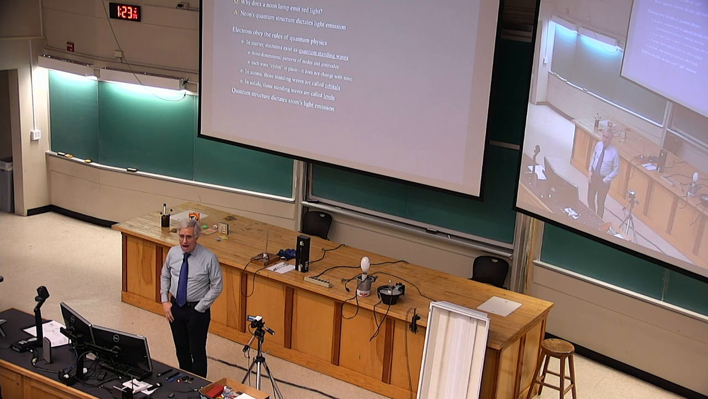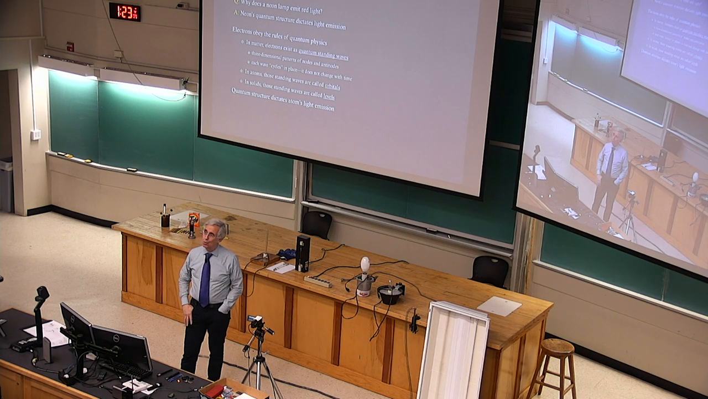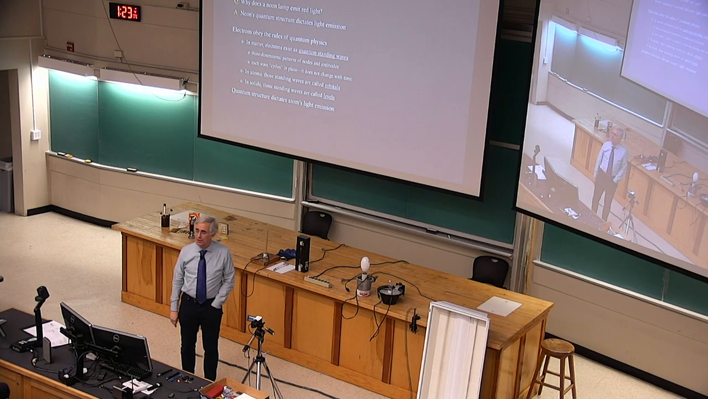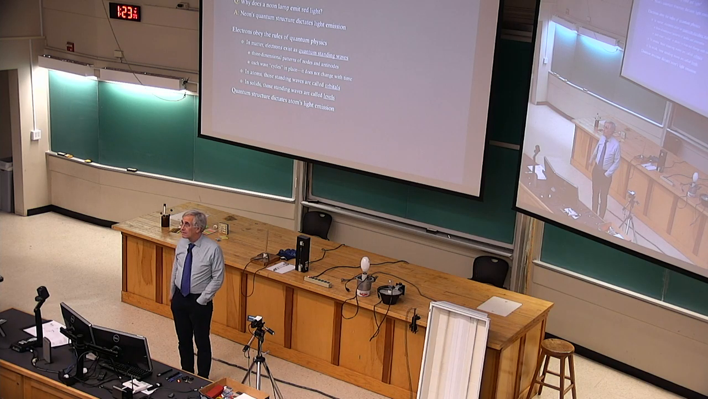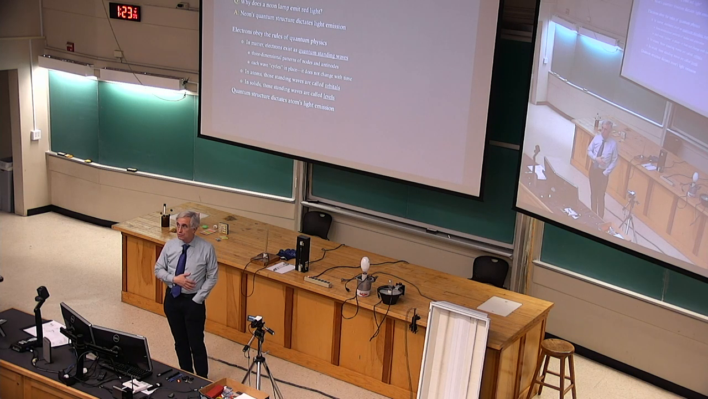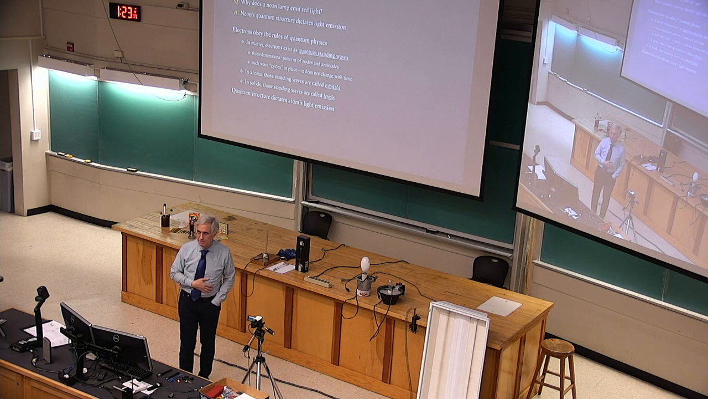Okay, so why does a neon lamp emit red light? This is now a step in a different direction. We see it as red because it's mostly a single color, really in the red. And the answer to this is this horrible statement that neon's quantum structure dictates light emission. I only say it's horrible because it brings up quantum physics. And so this is my excuse in this class to talk for a little while about quantum physics.